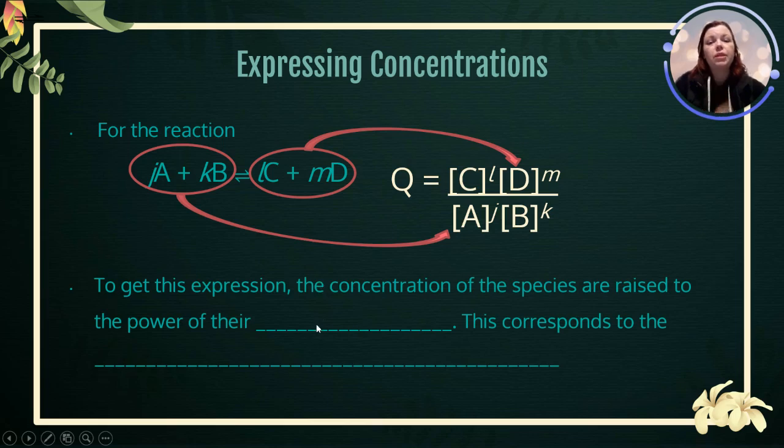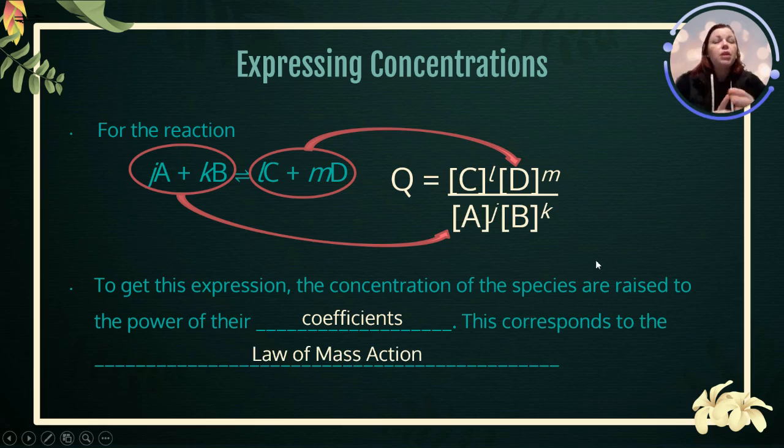So you might notice that to get this expression, the concentration, which we express with brackets, so brackets indicate concentration, the concentration of the species are raised to the power of their coefficients. This corresponds to something called the law of mass action. So basically what we're doing here is we're using the stoichiometry to set up this ratio of amounts, right?